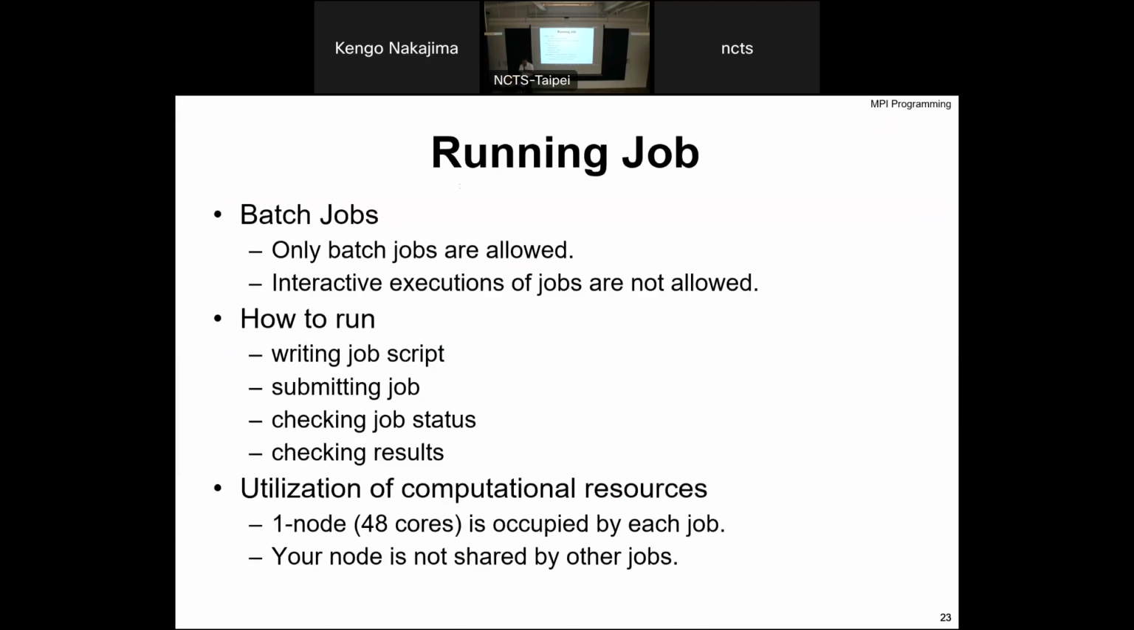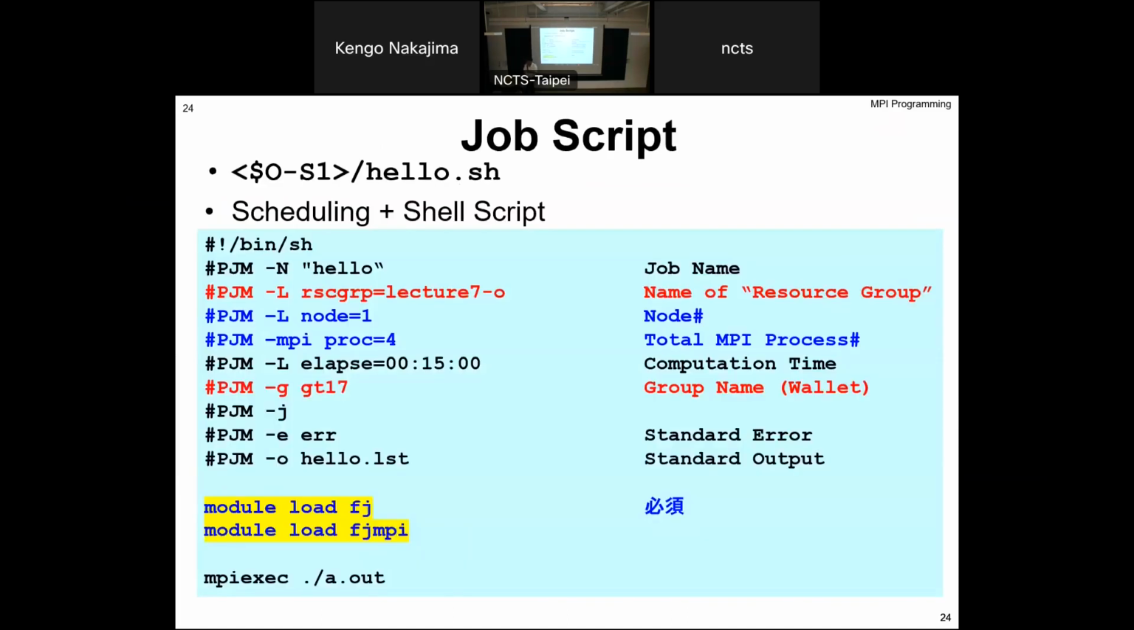How to run is: writing the job script, submitting the job, checking the job status, and checking the result. One node, 48 cores, is occupied by each job. So even if you use a single core on the node, the whole node is occupied by you. It is not shared by other users. This is hello.sh, a very typical job script, and it provides information about the scheduling and the shell script.